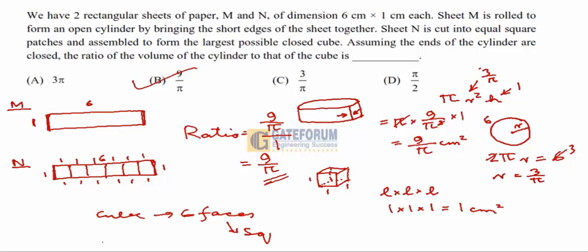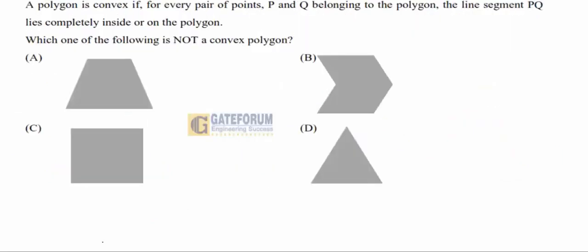Right? A polygon is convex if for every pair of points P and Q belonging to the polygon, the line segment lies completely inside or on the polygon. Which one of the following is not a convex polygon? Just by the definition of a convex polygon, we can say that our correct option will be this.